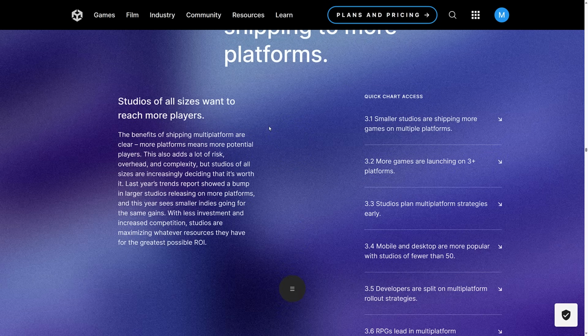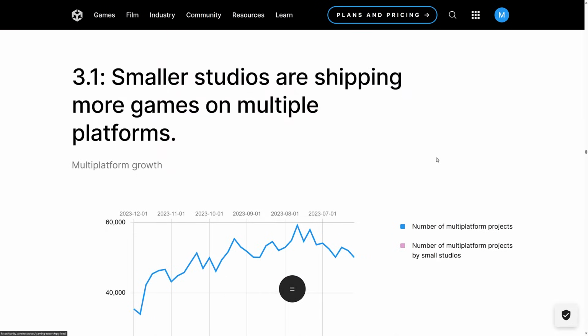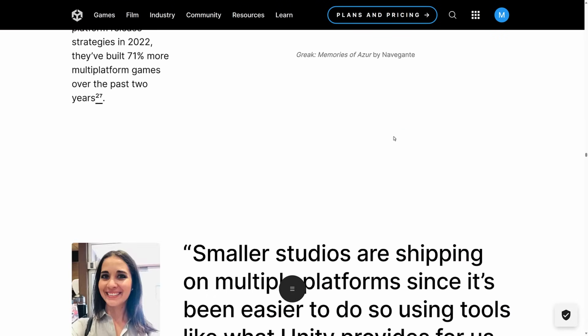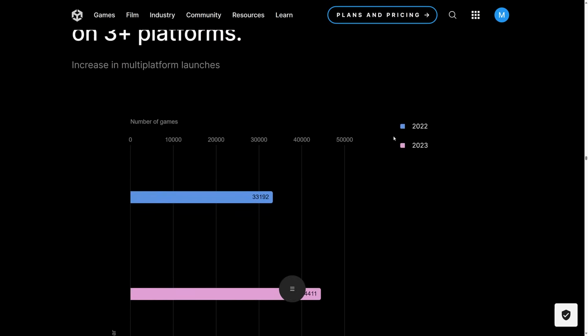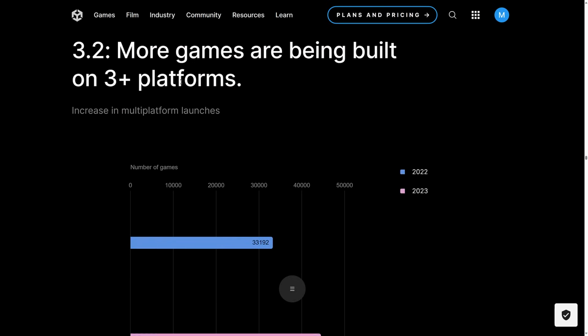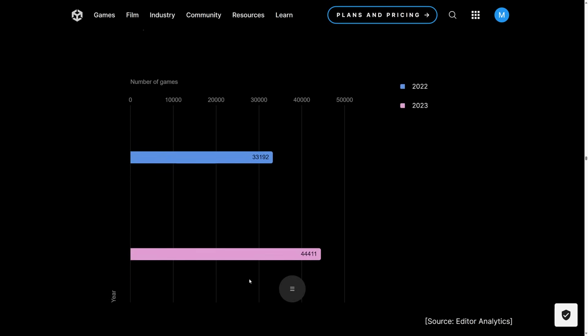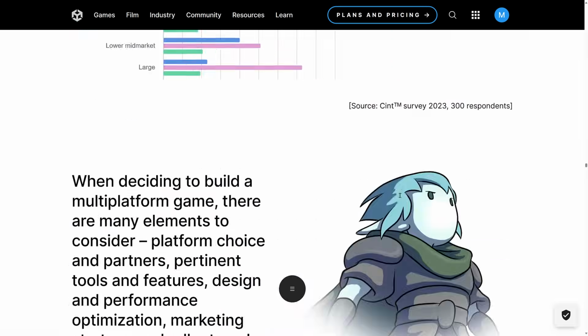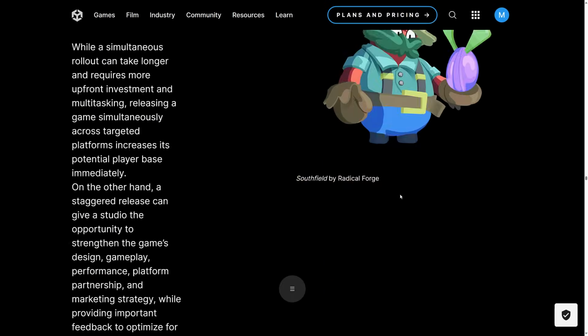In terms of shipping to more platforms, we got a breakdown there. So small studios are shipping more games on multiple platforms. We had the summary numbers early on, so I'm not going to go into the breakdown here. But you see games being built to run on 3+ platforms is quite up in 2023. And then we move on to the next category.